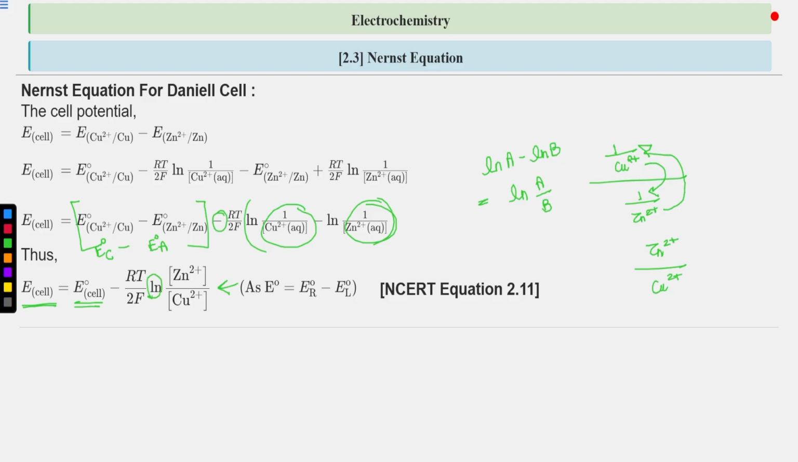This is ln. Ln means the logarithmic function we are using. It has different tables, different values like log 1, log 2, ln 1, ln 2. You can study it in detail in your mathematics subject. And the reason is also given here: E naught is equal to E naught of the right hand side electrode minus E naught of the left hand side electrode, basically cathode minus anode, which I described here for this E naught of cell value, right? So this is the equation, marked as 2.11 in our NCERT textbook.